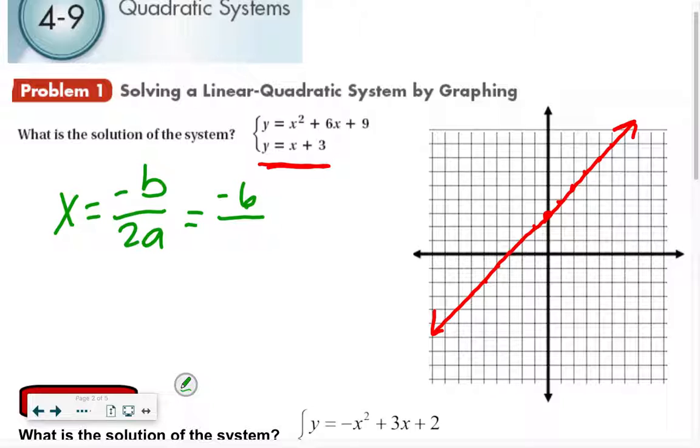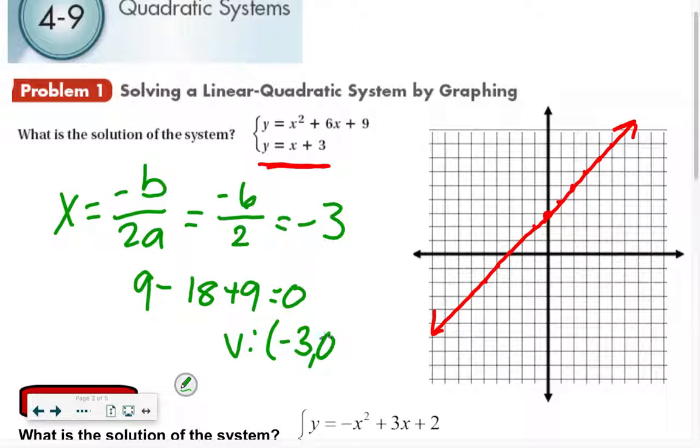What is my a? 1. So I have 2 on the bottom. What does that simplify to? Negative 3. So that's my x-coordinate of my vertex. How do I find the y? Plug it in. So if I plug negative 3 squared in, 9. Negative 3 times 6 is 18. So I got minus 18 plus 9. What does that give me? 0. So my vertex is the point negative 3, 0.